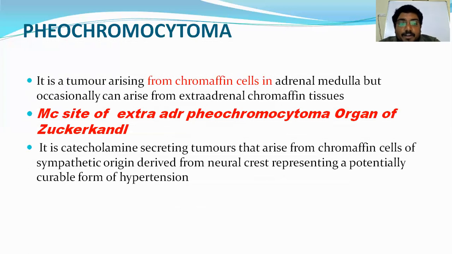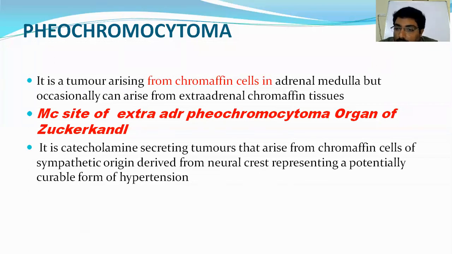And pheochromocytoma. The next question, it is also a university question. Pheochromocytoma is a tumor arising from the chromaffin cells in the adrenal medulla, but occasionally can arise from extraadrenal chromaffin tissues. The most common site of extraadrenal pheochromocytoma is the organ of Zuckerkandl. See, this is the most common site. It is a university entrance exam question.